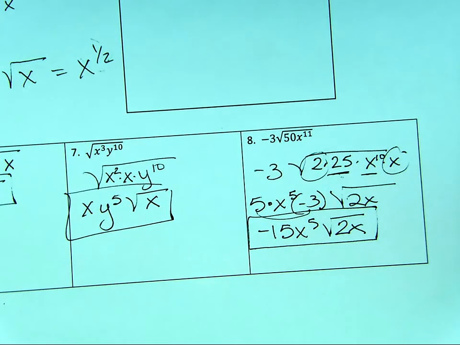So that is simplifying radical expressions. Good luck with that. M squared signing out.